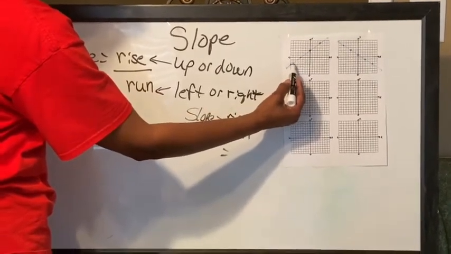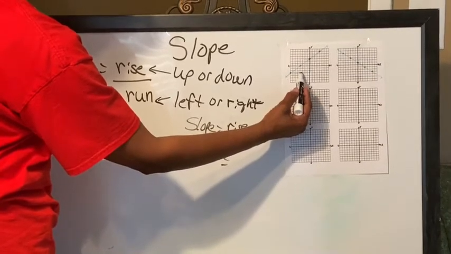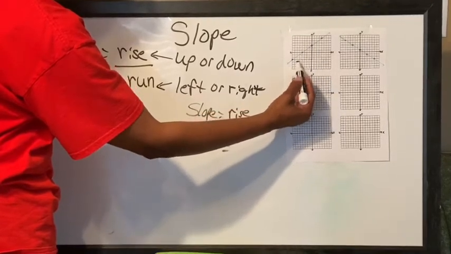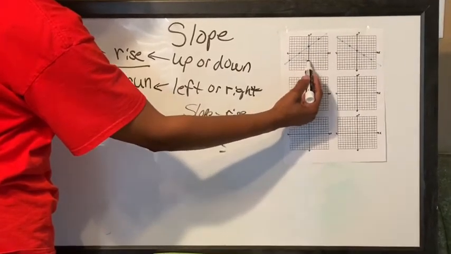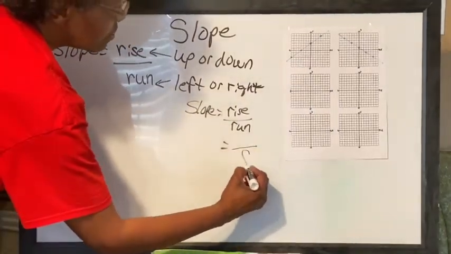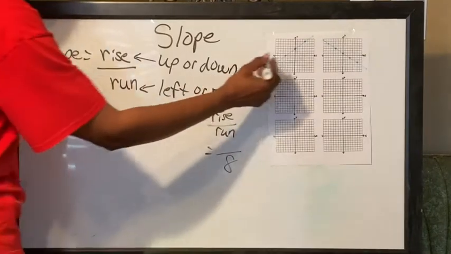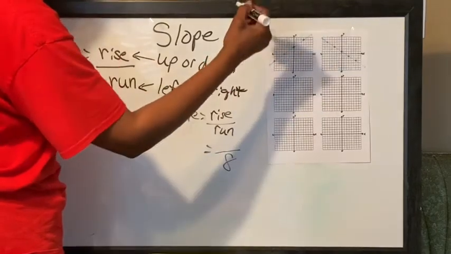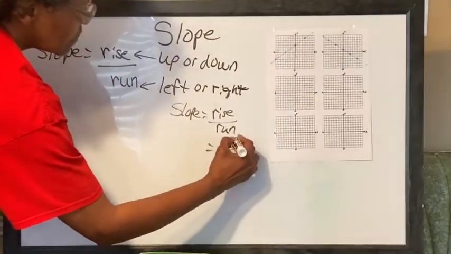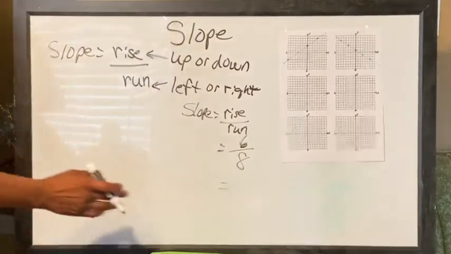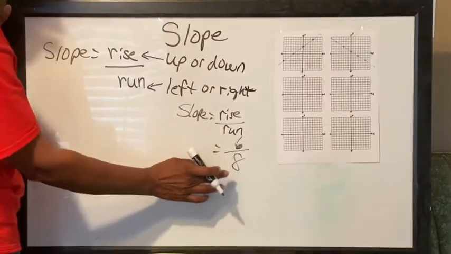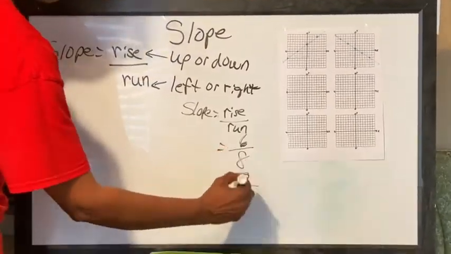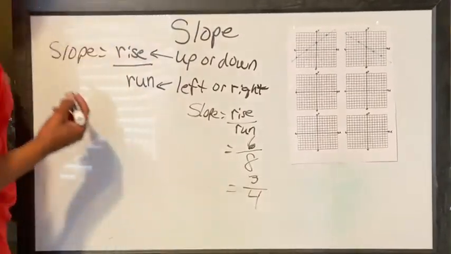As I count, I will move over 1, 2, 3, 4, 5, 6, 7, 8. So that means that my run would be 8. I went to my right, so that's going to make my denominator a positive 8. When I go up, I will count 1, 2, 3, 4, 5, 6. I went up 6, so that is a positive 6. And then you need to simplify. The greatest common factor for 6 and 8 is 2, so I'll take 6 divided by 2 and get 3. Take 8 divided by 2 and get 4. So my slope is 3/4.